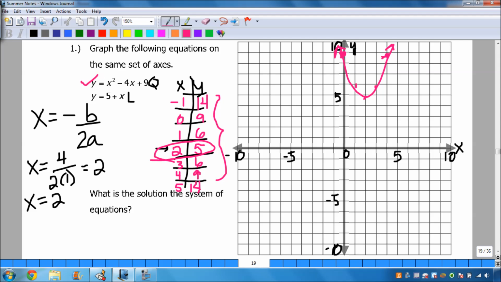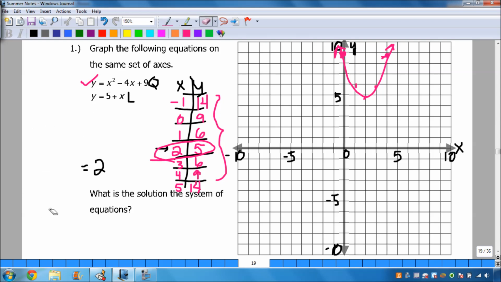Now we need to graph out our linear graph. Now remember, your linear graph is always in the format y equals mx plus b. Okay, but this is written out a little bit differently.